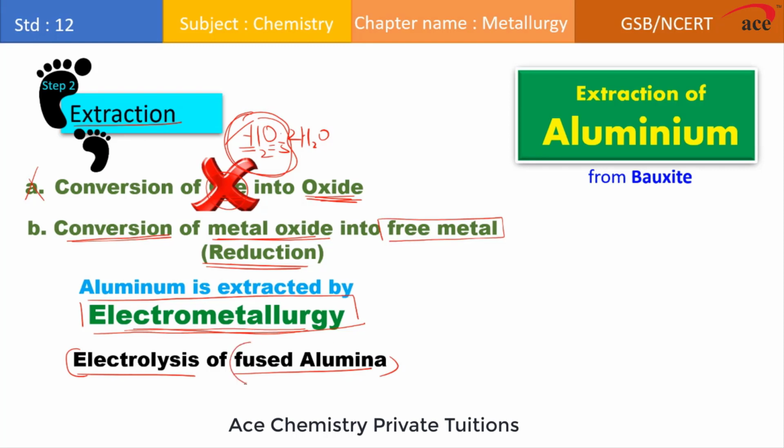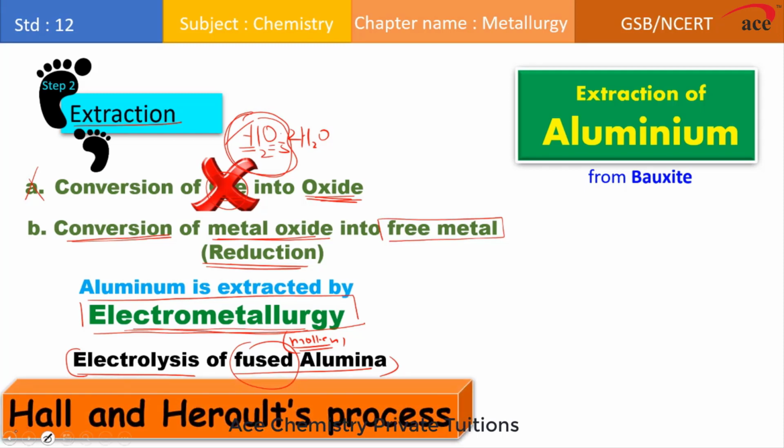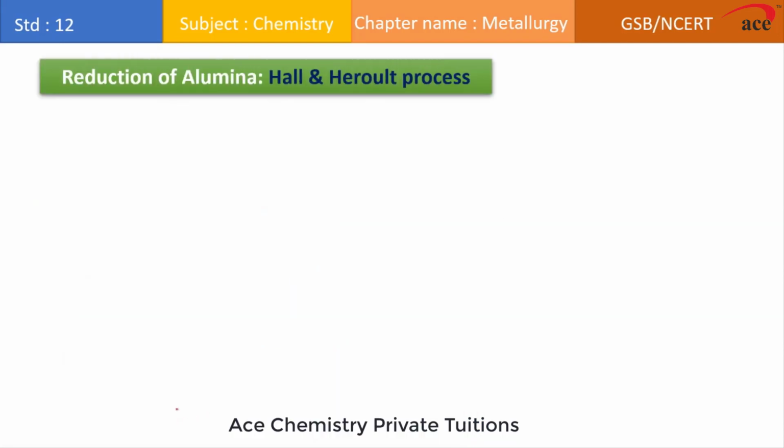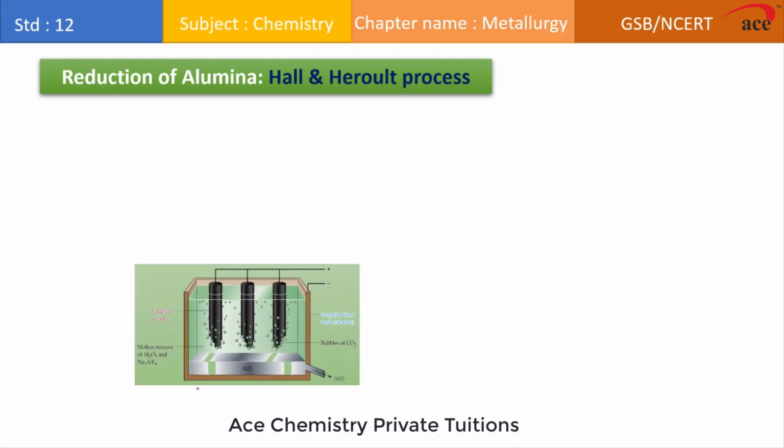Means we are doing electrolysis of fused, means what? Here we take molten form of alumina. This process is done by Hall and Heroult's process. If you see Hall and Heroult's process, it involves electrolysis of fused or molten alumina. In this case, we require an electrolytic bath.